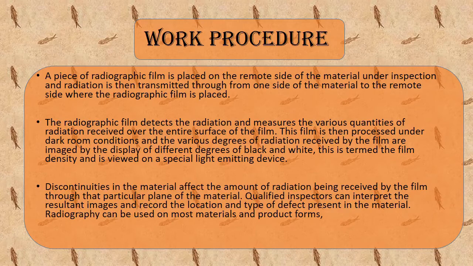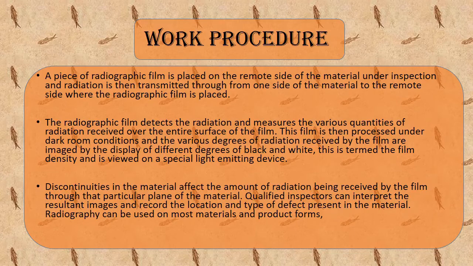Discontinuity in the material affects the amount of radiation being received by the film through the particular plane of the material. A qualified inspector can interpret the resulting image and record the location and type of defect present in the material. Radiography can be used on most materials and product forms.